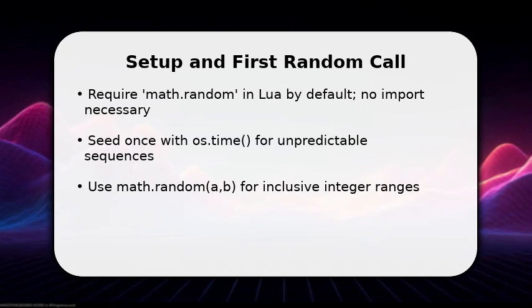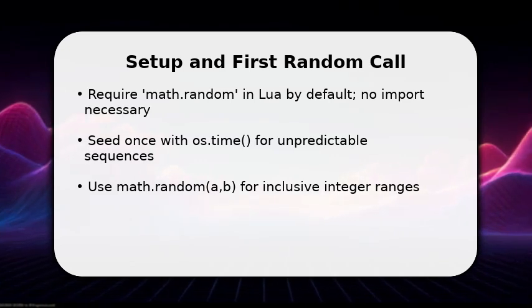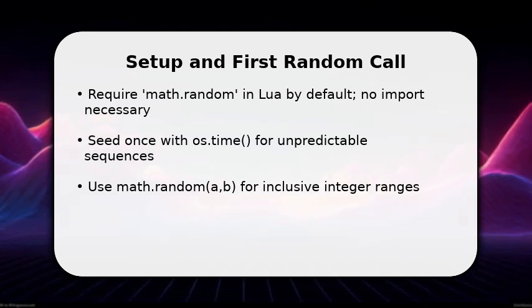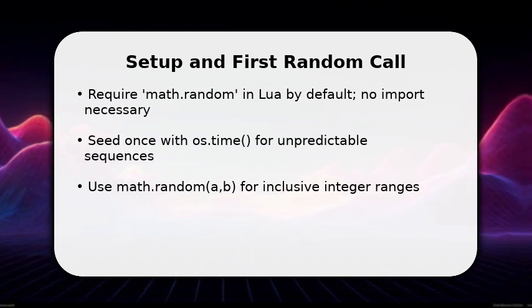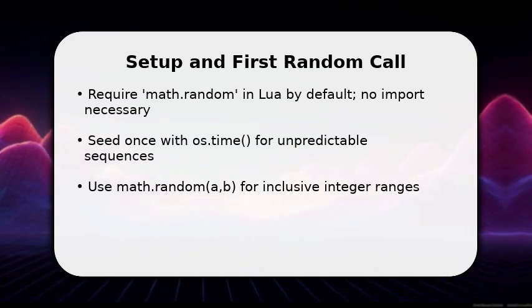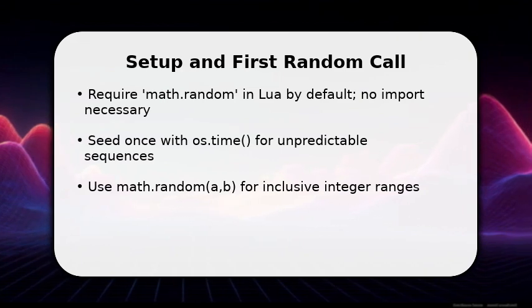You start by seeding math.random so values aren't identical each run. Call math.randomseed(os.time()) once at script start, then immediately discard the first few values to avoid bias.